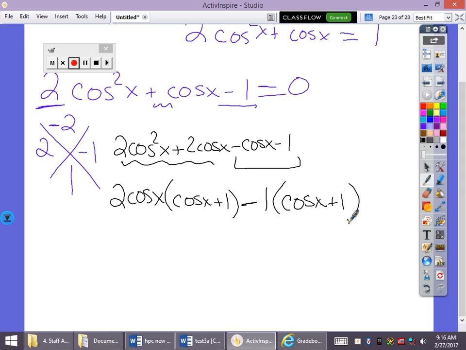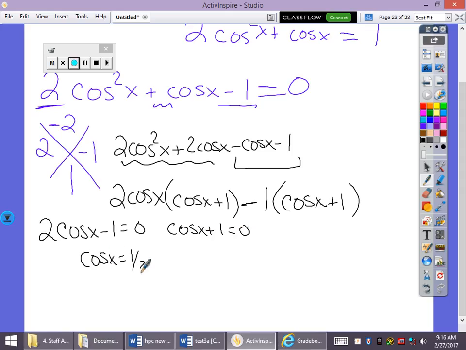Why do I do my happy dance? Parentheses match. 2 cosine x minus 1 equals 0. Cosine x plus 1 equals 0. So cosine x equals 1/2. Cosine x equals negative 1. Okay, we're going to go ahead. When is, yes?